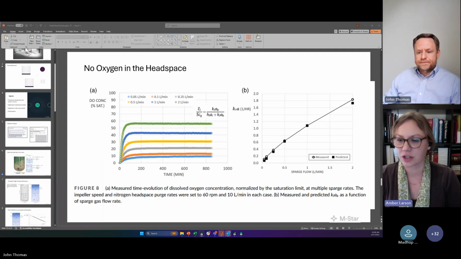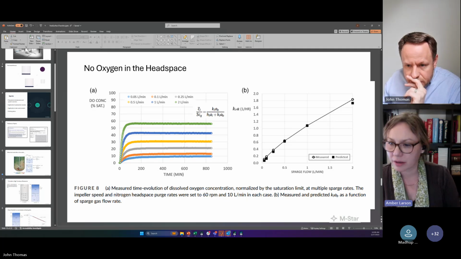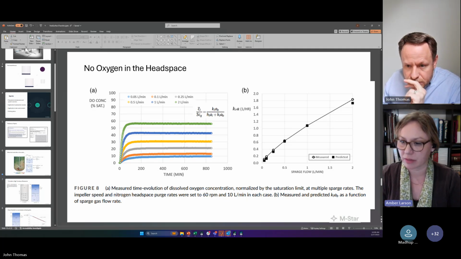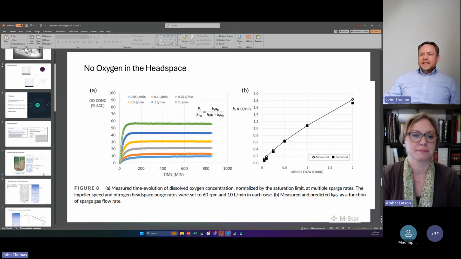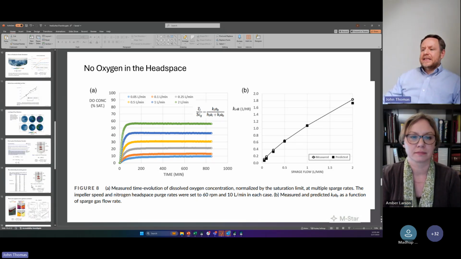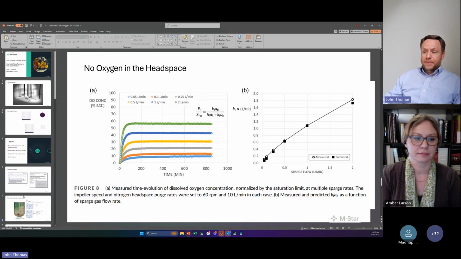Okay, our last question. What's the recommended agitator type for gas-liquid mixing? Is it pump down or pump up based on your simulation results? Well, it depends on your application. It depends on what you're trying to accomplish.